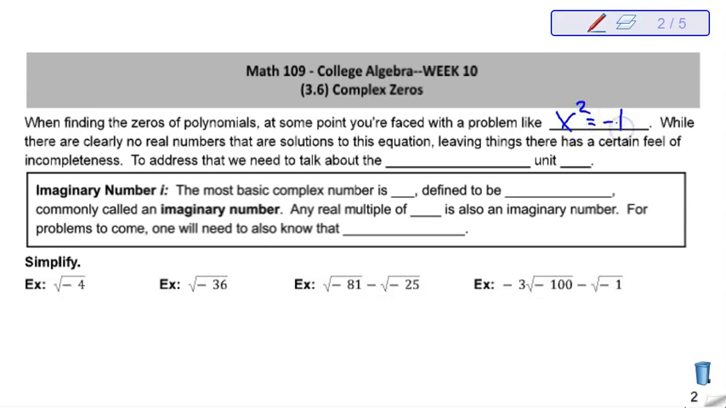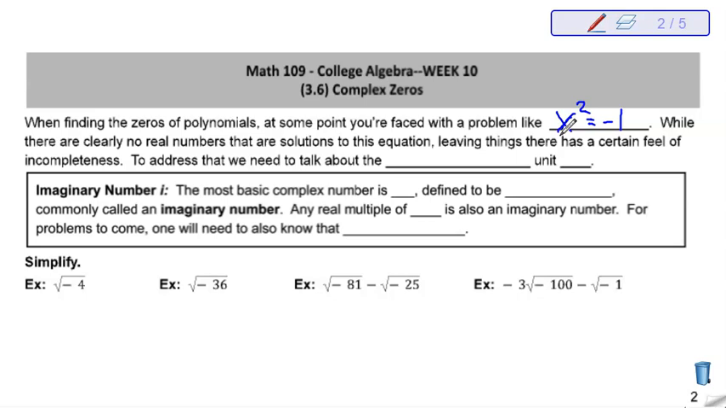equals -1. Well, there are clearly no real numbers that are solutions to that, because if I ask what number do you square in order to get a -1, the common answer I get is -1, but -1 times -1 is a positive 1. So there is never a number that you can square to get a negative number. Therefore, things are left with a certain feeling of incompleteness.